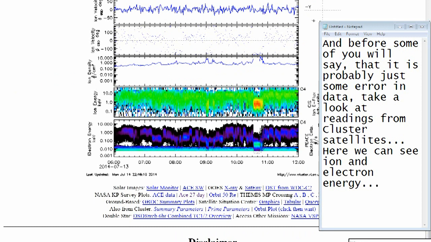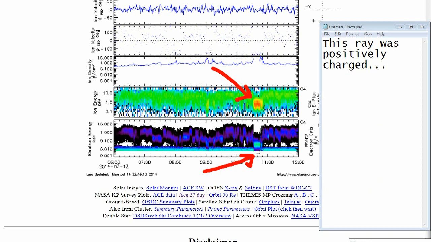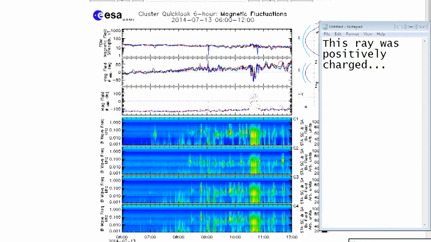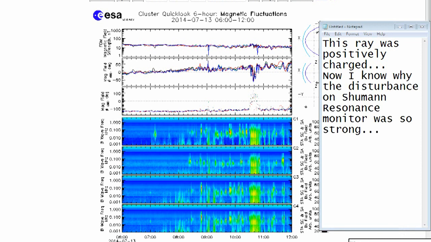Here we can see ion and electron energy. This ray was positively charged. Now I know why the disturbance on the Schumann resonance monitor was so strong.